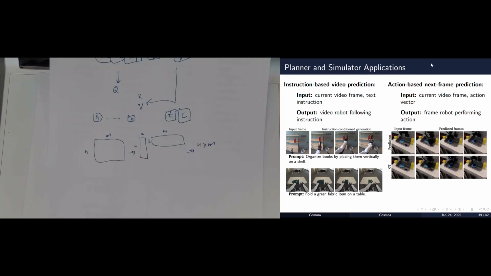Another application you can do is called action-based next frame prediction, where you're saying, okay, here is the current video frame. And again, we can also condition on additional details. Like how the ADA-LN layers condition on T and C, we can also condition on things such as a robot trajectory, and it's going to be very computationally efficient. So in this case, you're given the current frame and an action vector. Okay, so basically it's your action vector. These are the changes that I want my end effector to make, and you're going to generate the next frame.